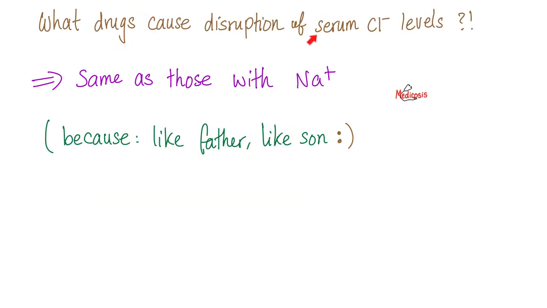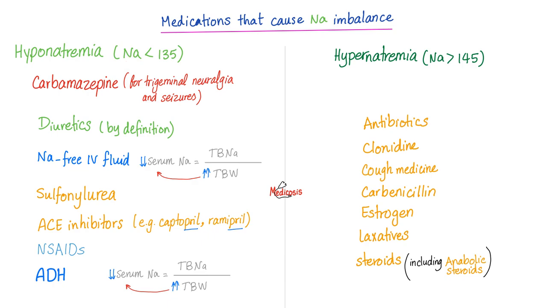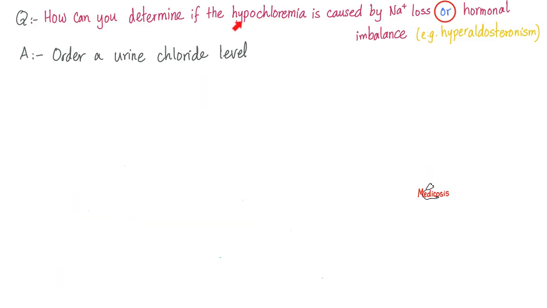We just talked about the medications that disrupt serum chloride level, and many of them disrupt sodium too, like father, like son. Here are some medications that can lead to hyponatremia and some medications that can lead to hypernatremia. All of these doofuses can affect chloride levels. Medicosis, my patient is having hypochloremia, low chloride level in the blood. Is this due to sodium loss because chloride follows sodium? Or is this something hormonal, like hyperaldosteronism? Well, to know the difference, order urine chloride level. And this will be the topic of the next video titled Urine Chloride. You'll find it in this labs playlist.